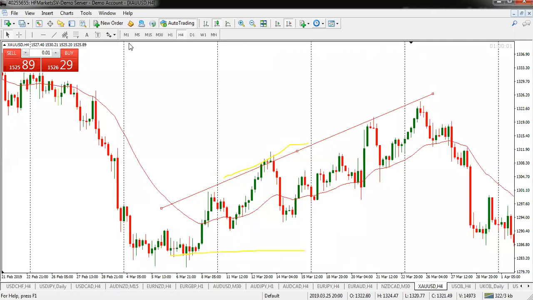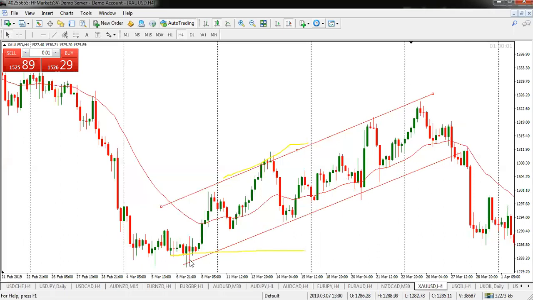Now, what do we need to do? If I'm taking this trade, and let's say the market is just here at the time I'm taking the trade, once I've drawn my trend lines, either on both sides or on a single line.